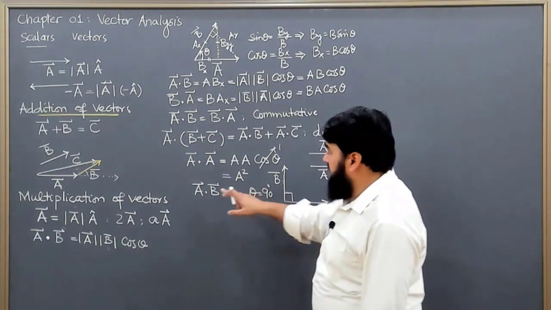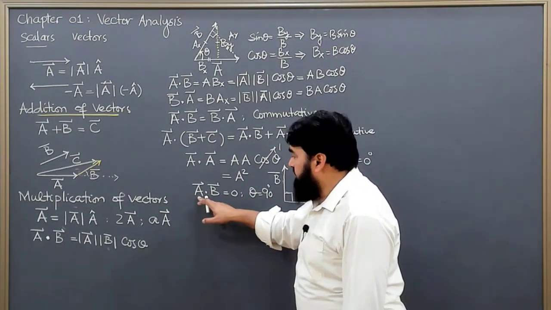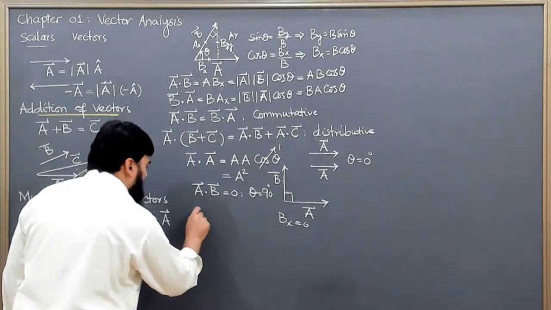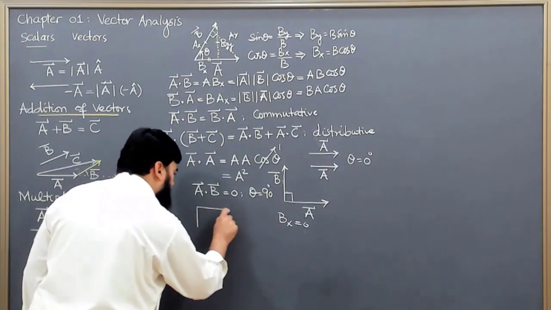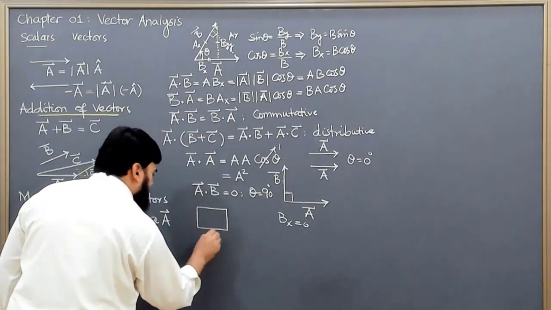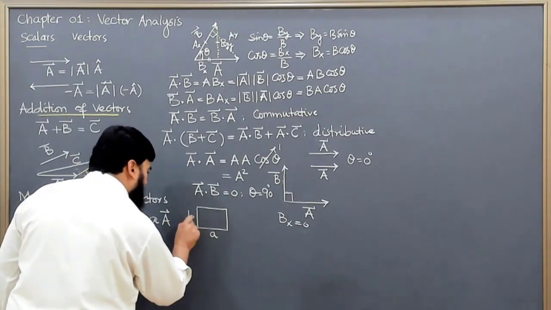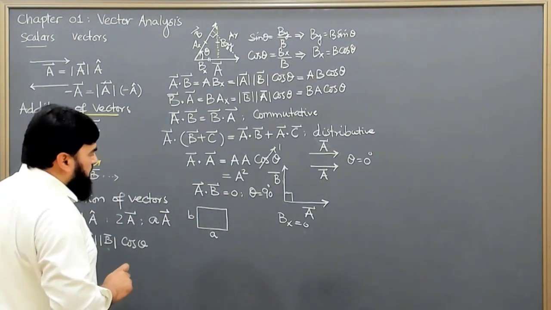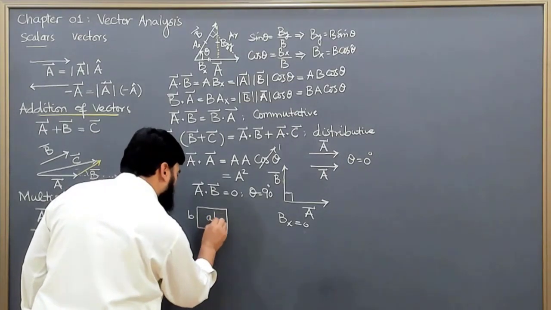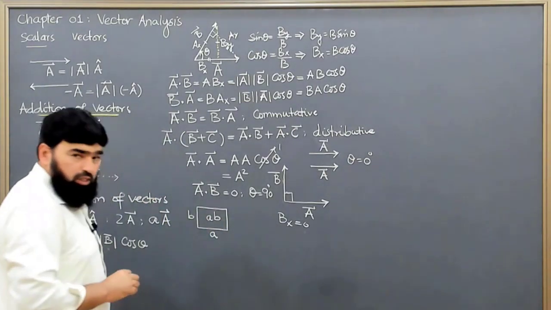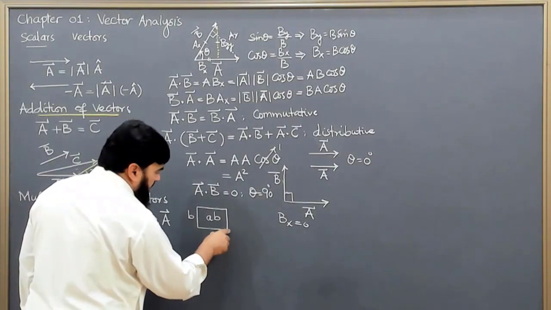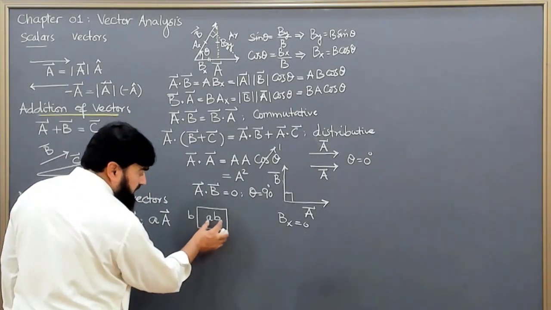Like when I'm finding, for example, the area of a square or area of a rectangle. Let's say this is a rectangle. Now this is side A and this is side B. Now what about the area of this rectangle? The area of this rectangle is A times B. But if I say that this is vector A, these are just numbers.